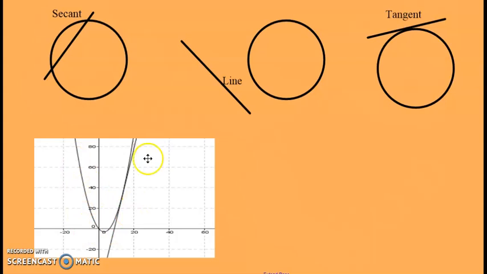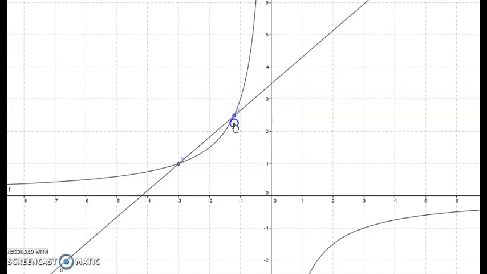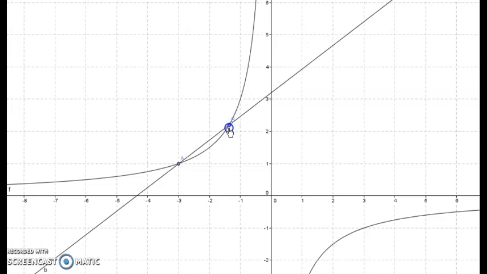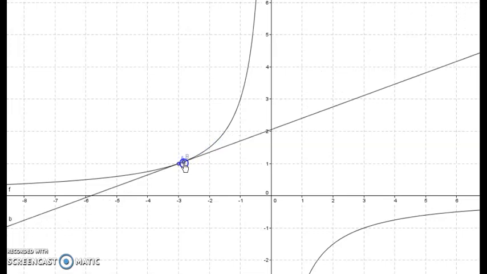If I look at the parabola, where the line touches the curve at 1 point only, that point of contact, that line is a tangent. Another explanation that was given was that if point B moves towards point A, the limit of B moving towards A becomes a tangent to the curve. I just want to show the tangent there. So the line touches the circle only at 1 point, and that we call a tangent.